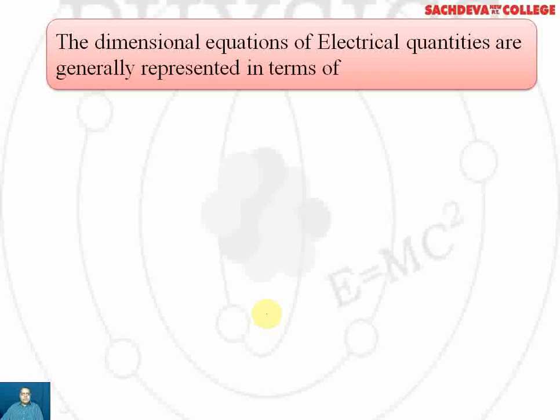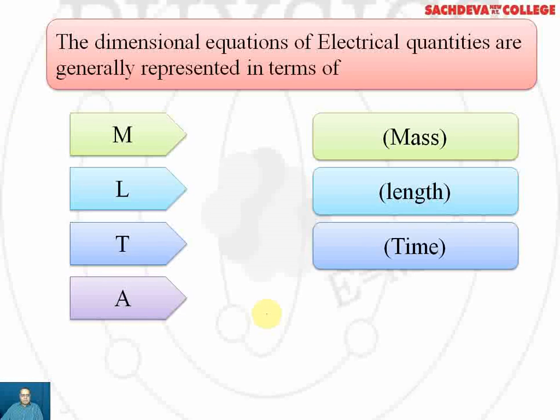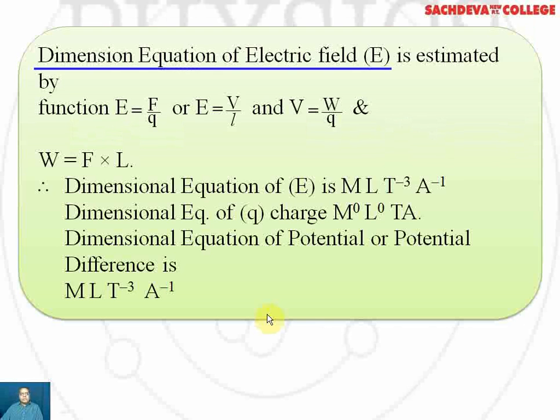The dimensional equations of electrical quantities are generally represented in terms of mass, length, time, and amperes. The dimensional equation of electric field can be estimated by using the functions E is equal to F over Q or E is equal to V over L. V is equal to W by Q and W is equal to F into L also. So if we put all these values in the given equations, the dimensional equation of E will become M L T minus 3 A minus 1.